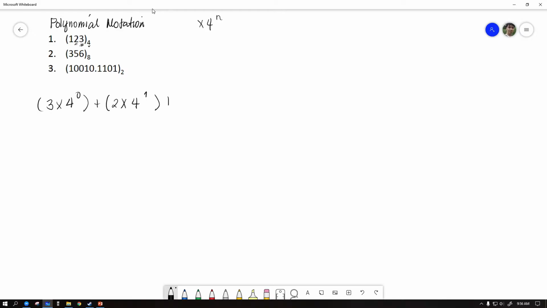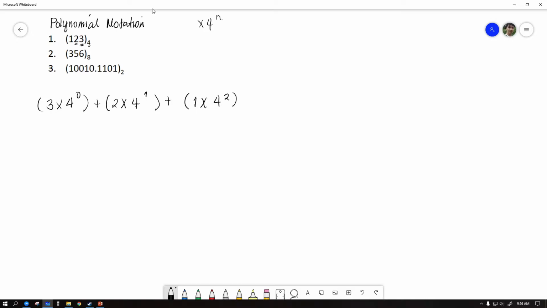And then plus, the last number is 1, and then you have times 4 to the 2. So this is 1 times 4 to the 2. This is its polynomial notation.